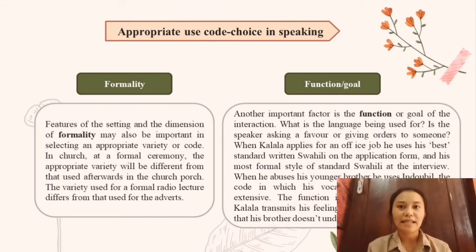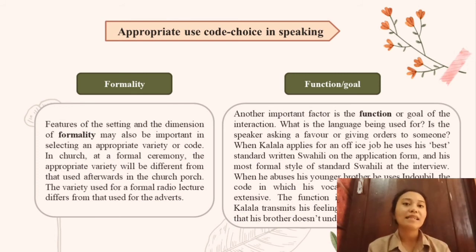The third one is formality. Features of the setting and the dimension of formality may also be important in selecting an appropriate variant or code. In short, at a formal ceremony, the appropriate variety will be different from that used afterwards in the church porch. The variety used for a formal radio lecture differs from that used for the advertisement.